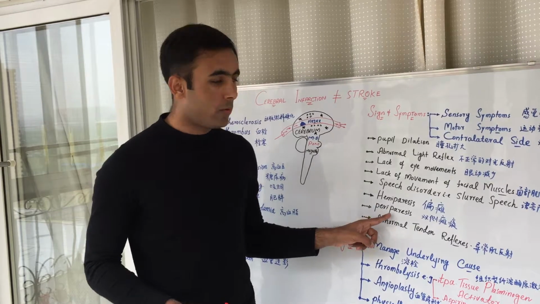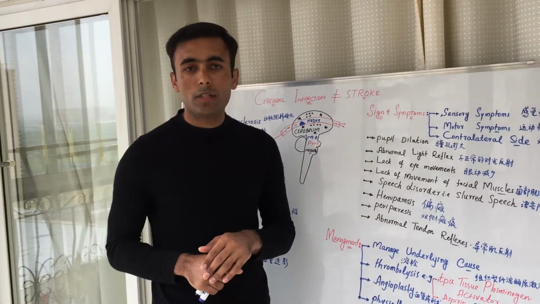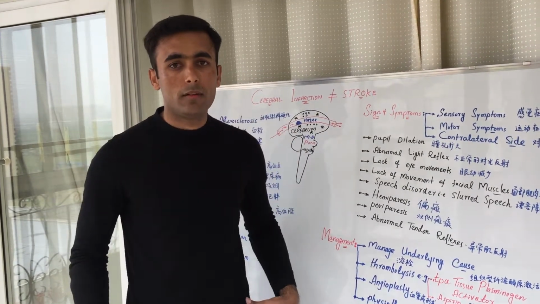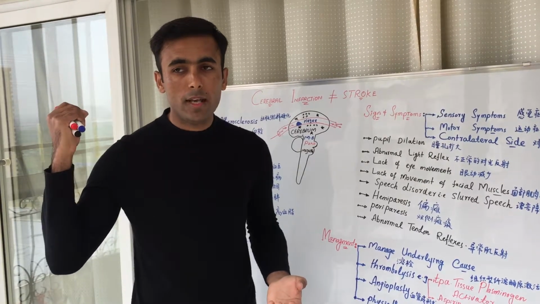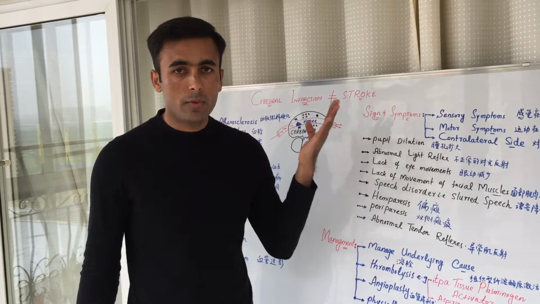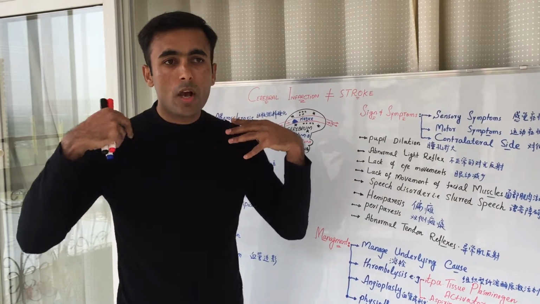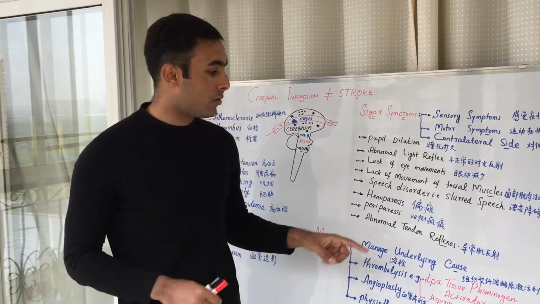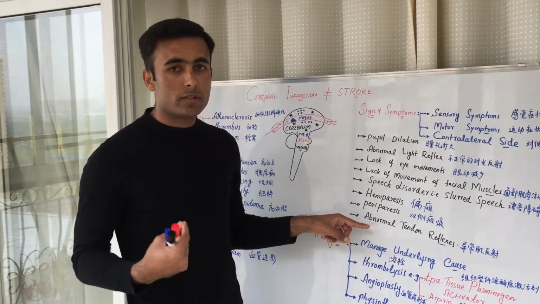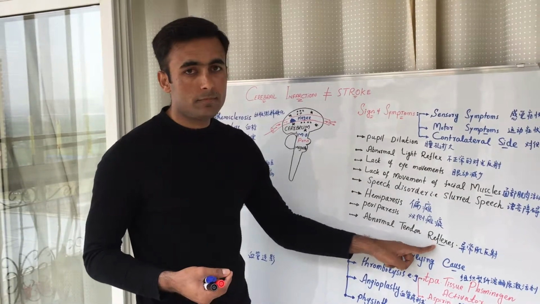Another is periparesis. Periparesis means loss of movement on both sides of the body. If you ask them to lift their right arm, they cannot lift. If you ask them to lift their left arm, they cannot lift. So they have loss of movement on both sides of the body. That is called periparesis.